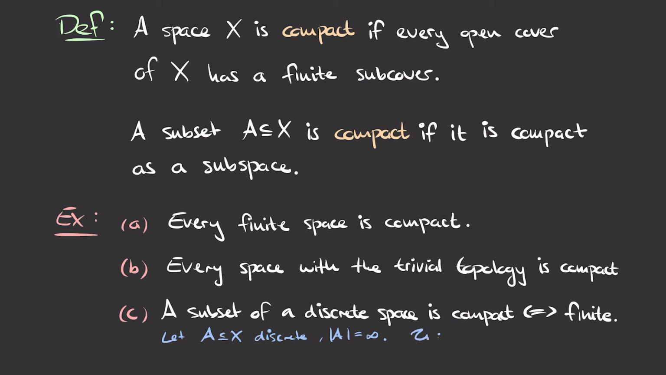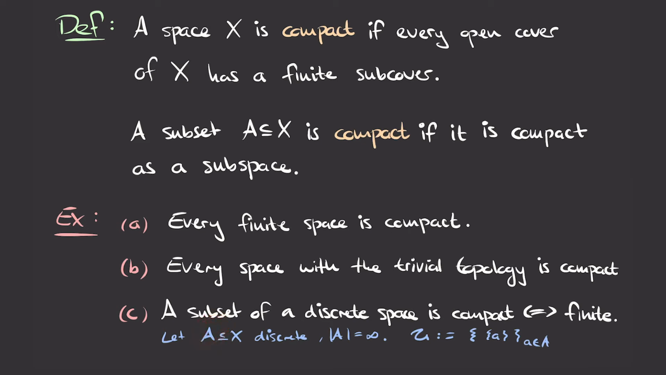We'll define U to be the following open cover, namely the open cover consisting of all the singletons {a}, where a lies in this subset capital A. This is indeed an open cover because each of these singleton subsets is open in the discrete topology, and moreover, because we've chosen singletons for each point a in the set A, the union of all these singleton sets {a} is the entire set A, and hence it's a cover.